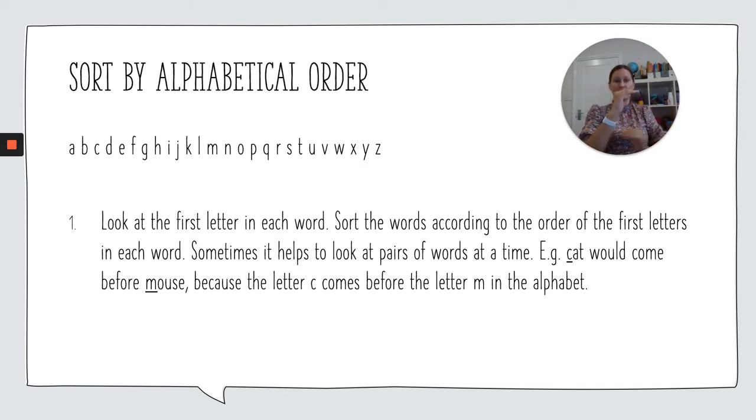And so sometimes a word might slowly move its way up through the list, other times a word might move its way down. They sort of shuffle around as you look at each pair. Okay? In my example here on the screen, you can see I say cat would come before mouse because the letter C for cat comes before the letter M for mouse. Let's have a look at an example.